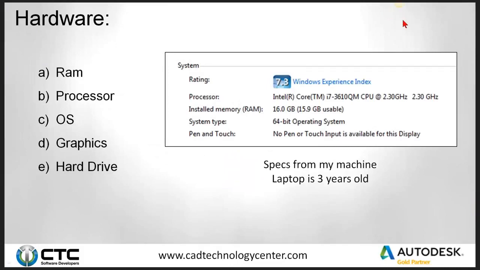So we're going to talk about hardware requirements: your RAM, your processor, your operating system, graphics card, hard drive. This is actually a screen cap of what my current computer specs are. My laptop is 3 years old, so I am running an i7 3610 processor, 2.3 gigahertz. I do have 16 gigs of RAM. I am running Windows 7 64-bit. And I obviously do not have any pen or touch input devices on my machine.